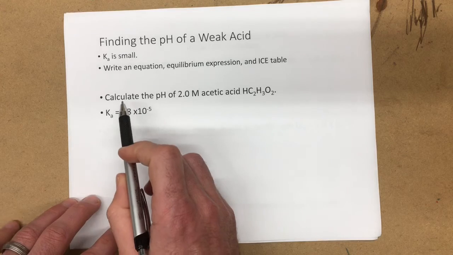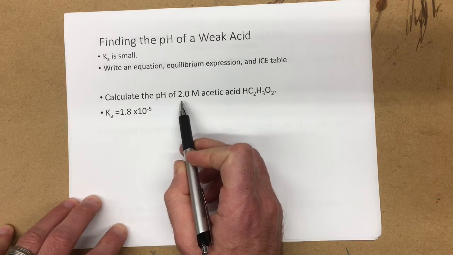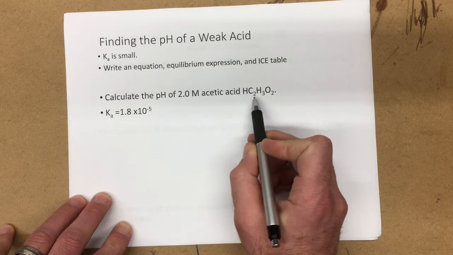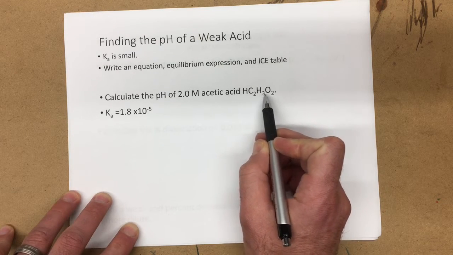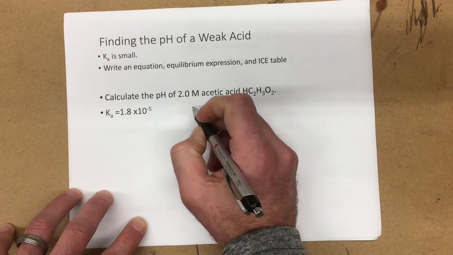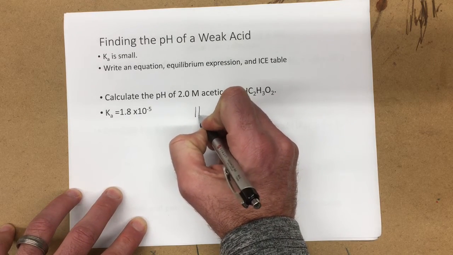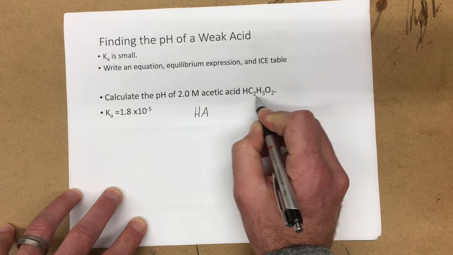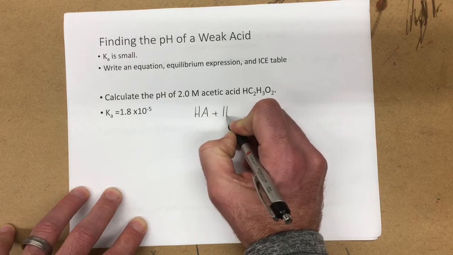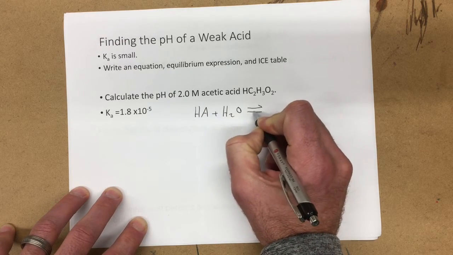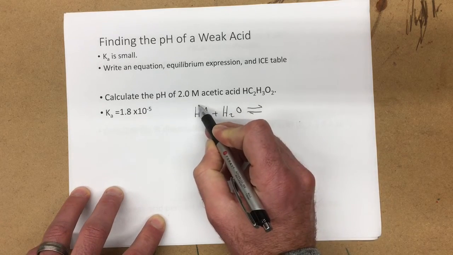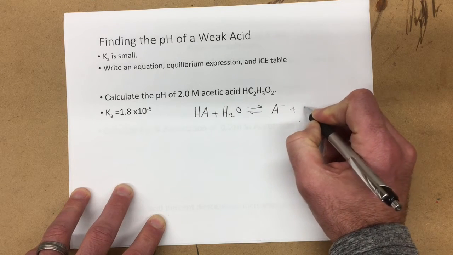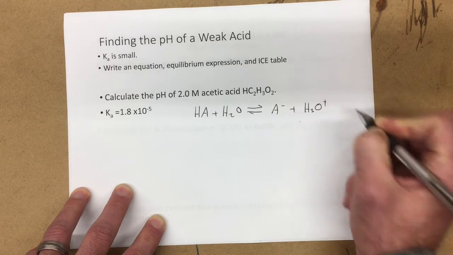So the problem here says calculate the pH of a 2.0 molar acetic acid solution. And so acetic acid is HC2H3O2. To simplify things, I usually just use the generic formula HA, where the A is your anion, so in this case, the acetate ion, plus H2O reaches an equilibrium with the acid donating its proton, so what will be left will be A minus, the conjugate base, and then it'll make H3O plus.